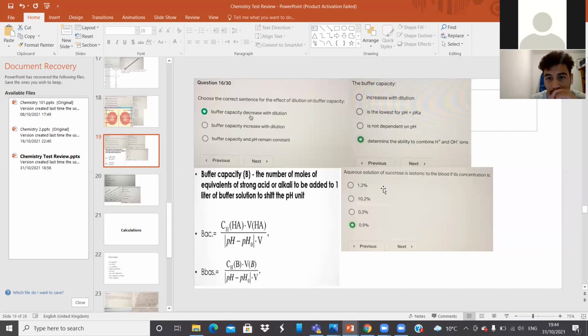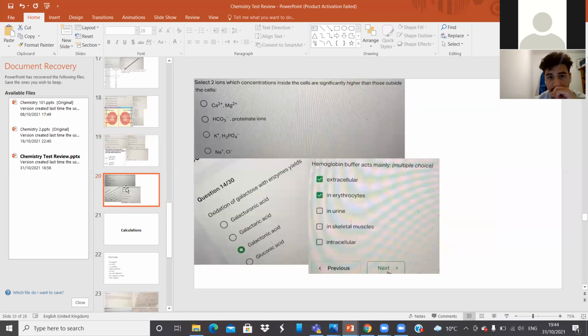Okay, so an aqueous solution of sucrose is isotonic to the blood if its concentration is... I tried looking for this question everywhere. I did not find it. I did not find anything about sucrose concentration in blood. So if you do find it in the book, then that's great, because I couldn't find it anywhere else.